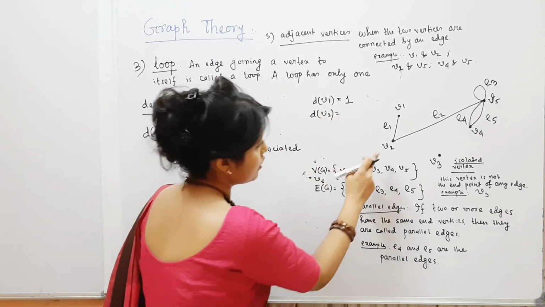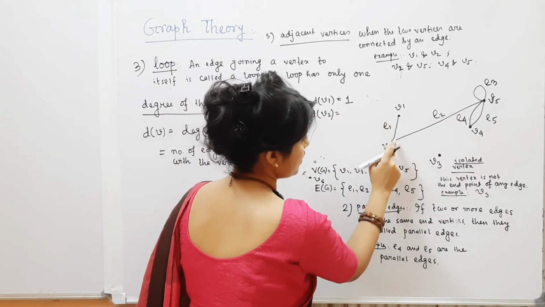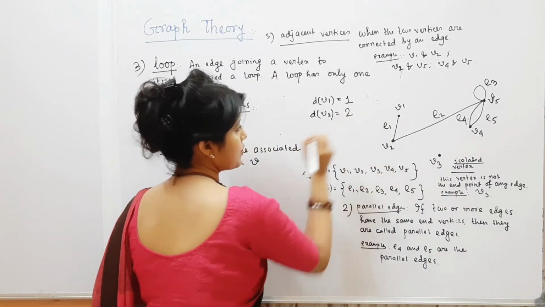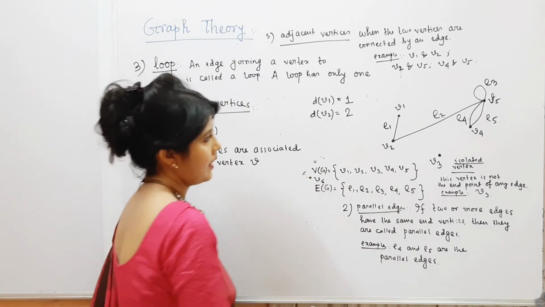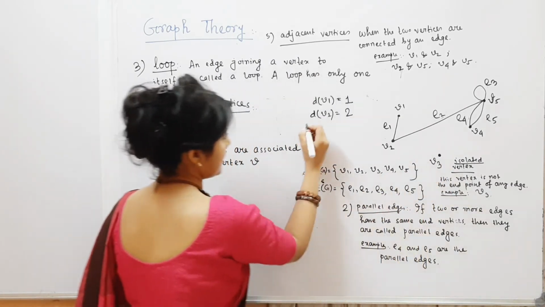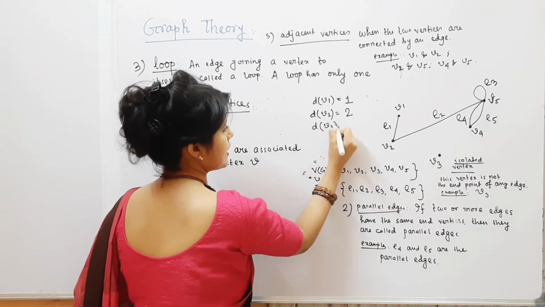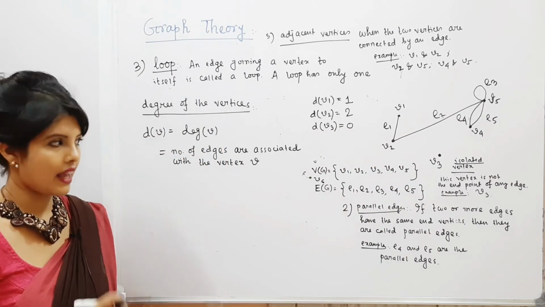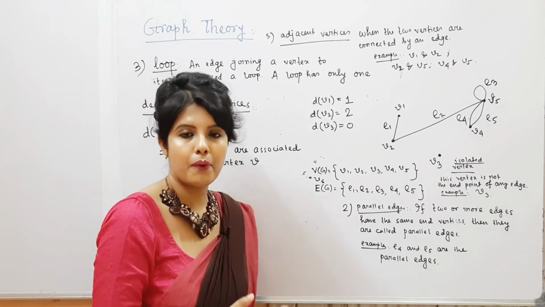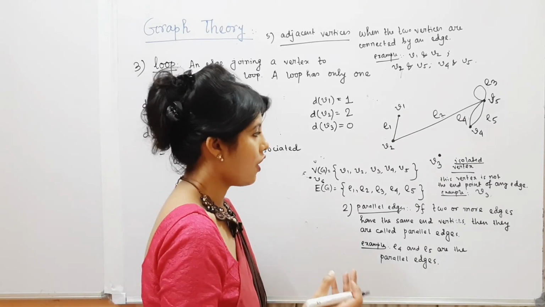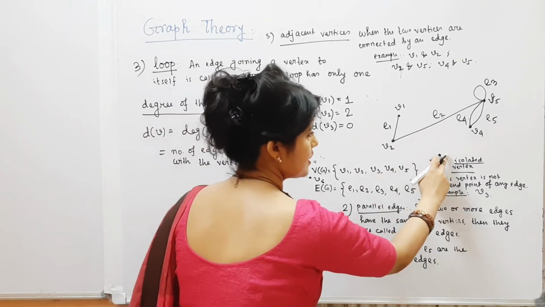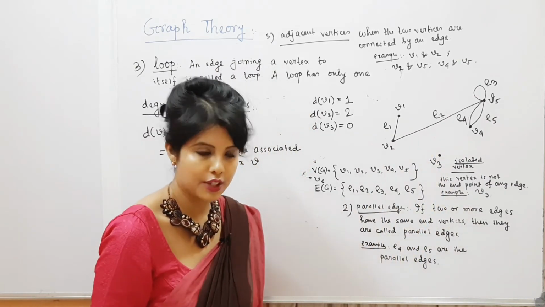Degree of V2: look at V2, two edges are associated with V2, so the degree of V2 is 2. Okay, now what is the degree of V3? The degree of V3 is obviously 0, because it is an isolated vertex and it is not the endpoint of any edge. No edges are associated with the vertex, so its degree is 0.